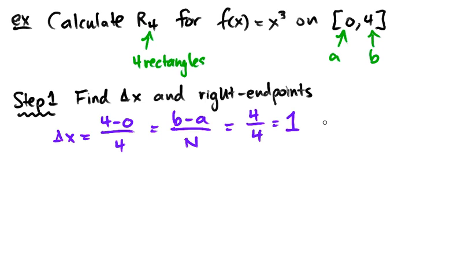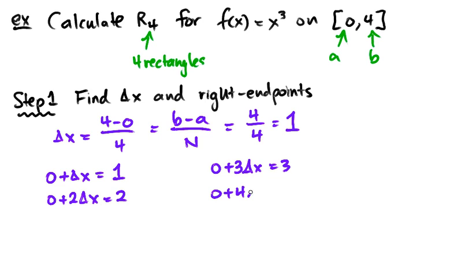And my right endpoints, therefore, are going to be at 0 plus delta x, so that would be at 1. And then 0 plus 2 delta x would be at 2, 0 plus 3 delta x would be at 3, and 0 plus 4 delta x would be at 4. So those are the locations of my right endpoints. If I were doing left endpoints, they would be at 0, 1, 2, and 3. If I were doing midpoints, 0.5, 1.5, 2.5, and 3.5. So as you can see, the process works very similarly for each of these.